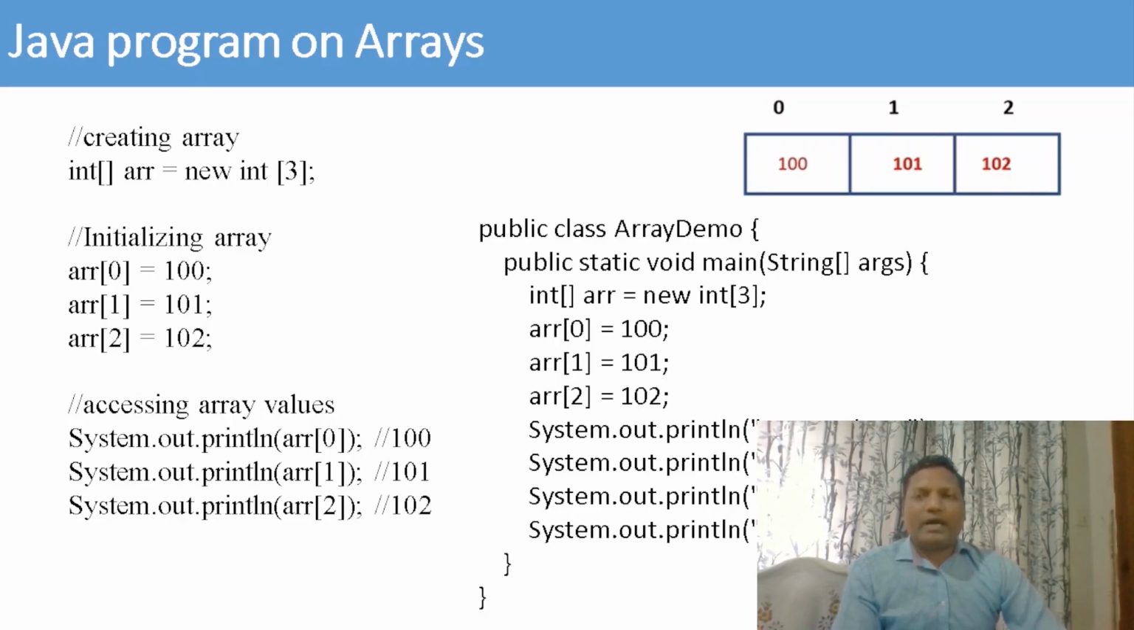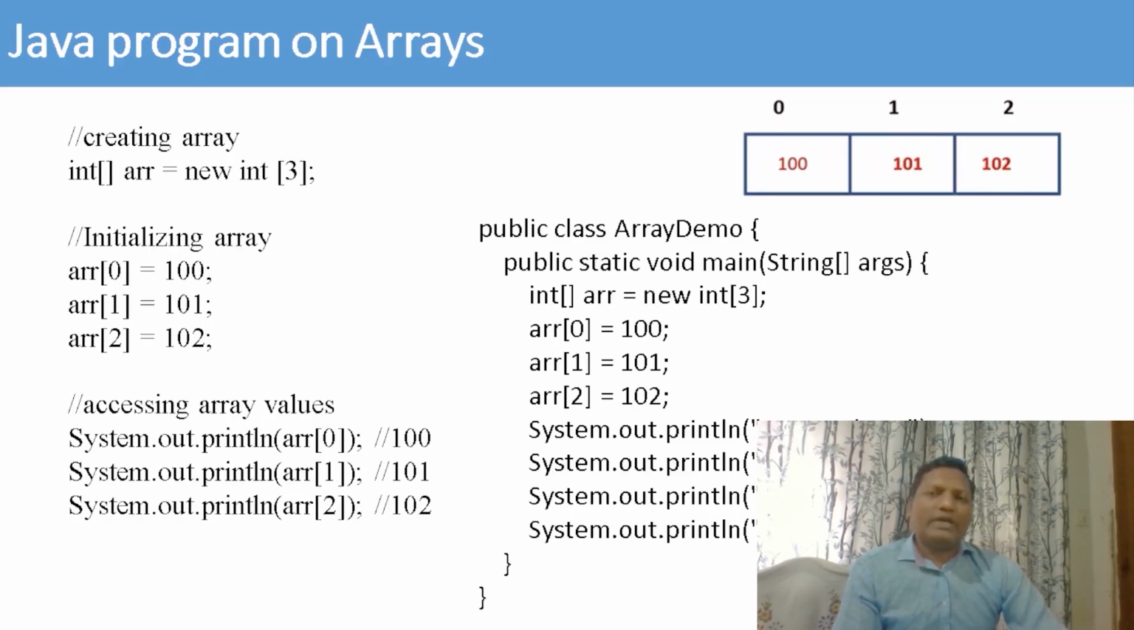Now int[] arr = new int[3]: an integer array named arr is declared and initialized to hold 3 elements. The new int[3] part creates an array object in memory that can store 3 integer values. Each element of the array is assigned a value, like arr[0] = 100, which assigns the value of 100 to the first element of the array. The value 101 goes to the second element of the array, and in the same way, 102 is assigned to the third element of the array.